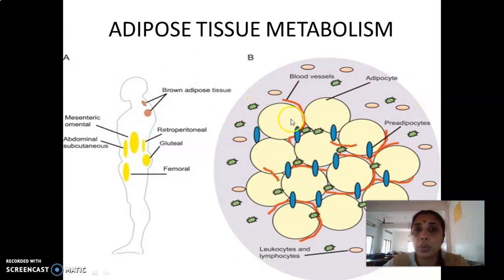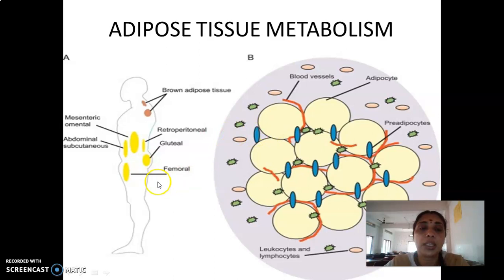Suppose this is an adipose tissue. So adipose tissue will be rich in adipocytes. Apart from adipocytes, there are other cells like pre-adipocytes, then the macrophages, leukocytes, monocytes, then there will be blood supply. Okay, so adipose tissue is like any other organ, but the main function of adipose tissue is to store fats in the form of triacylglycerol.